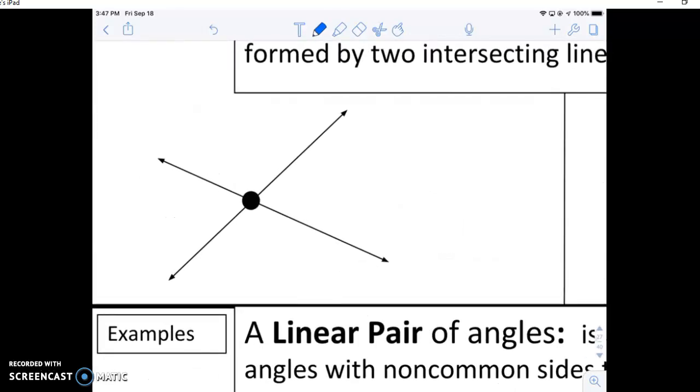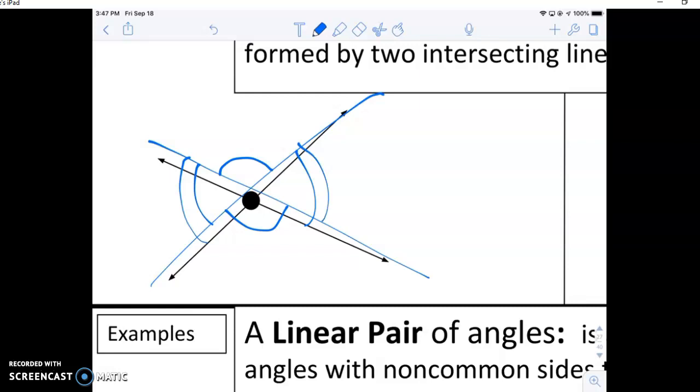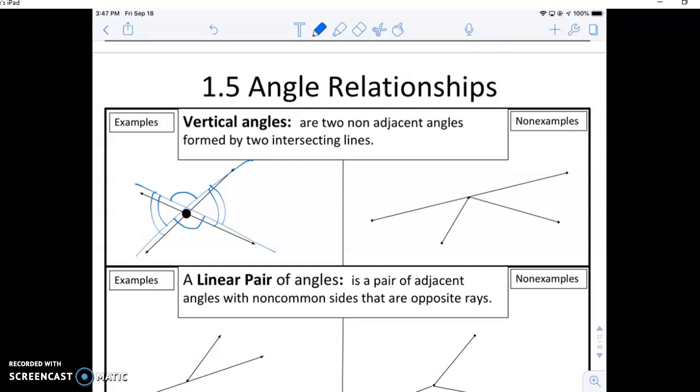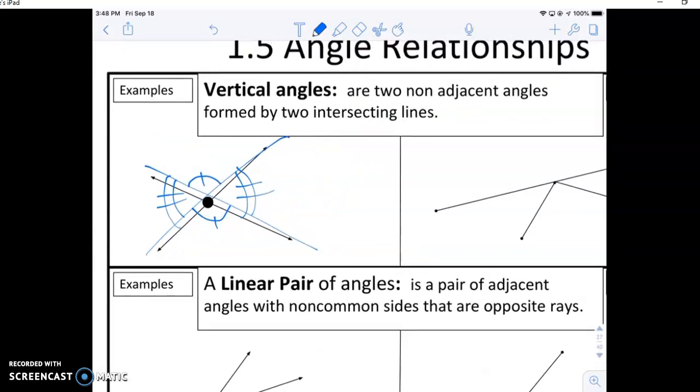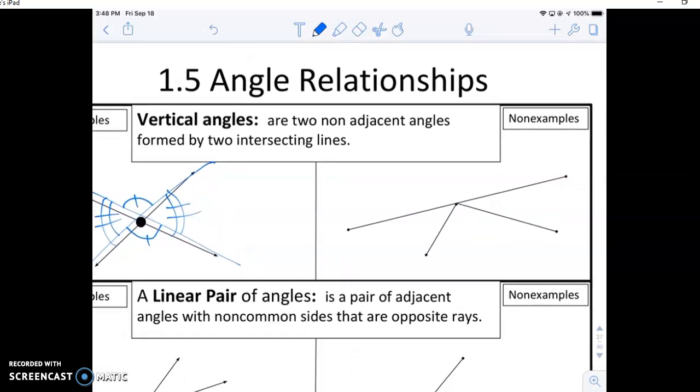When you have two lines that intersect, vertical angles are just opposite angles. So those two would be vertical angles. And then this and this would also be vertical angles. And the other thing to know about vertical angles is they are always the same. So these two angles are congruent to each other, and then these two angles are congruent to each other. So vertical angles always are formed by two intersecting lines, and they're always the same.